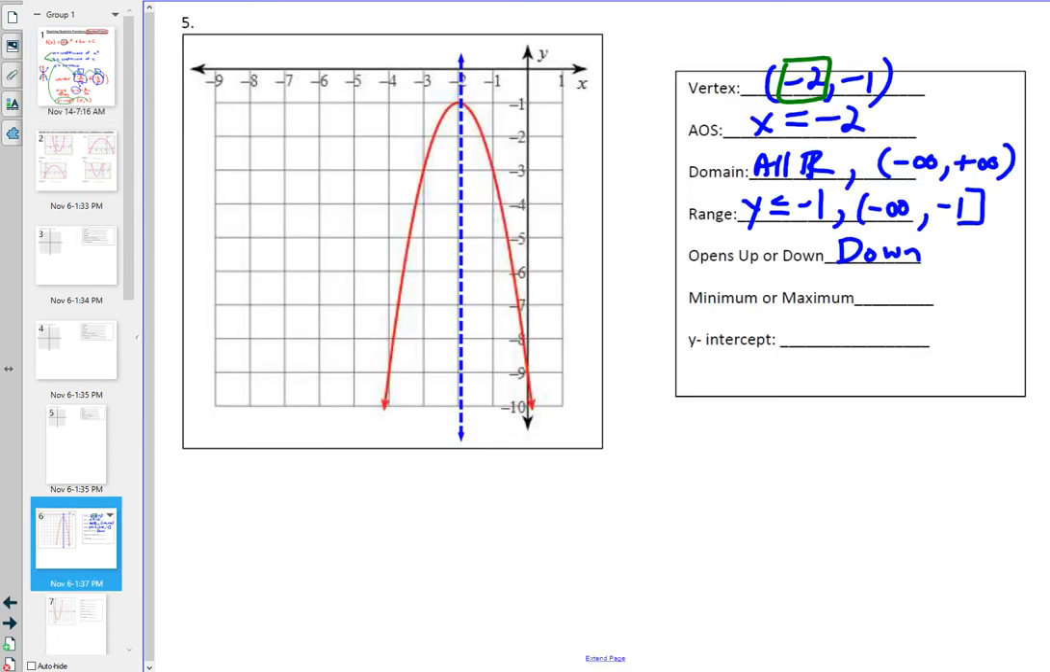Back to here. When your parabola opens down, these words of minimum or maximum, those are referring to the vertex. So when you have a downward facing parabola, is your vertex at the top or at the bottom? It's at the top, so yeah, it would be called a maximum, or you can just call it a max.